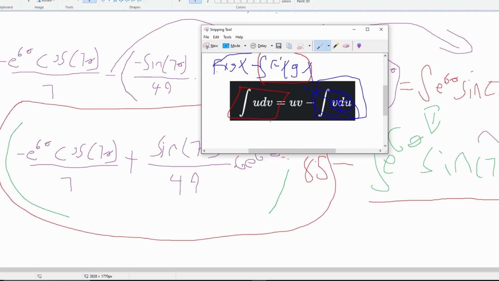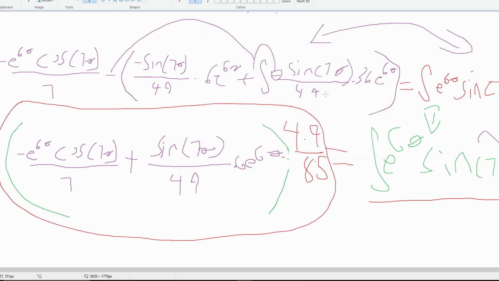and we used our algebra to move it to the other side, and then we were met with some constant. It was 85 over 49. 85 49ths of the original integral was equal to all this. So then we just multiply it by 49 over 85, got rid of that. We got our original integral, and we also got our answer.